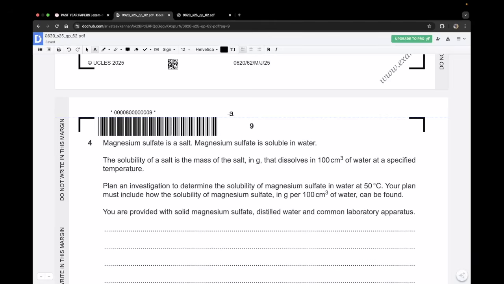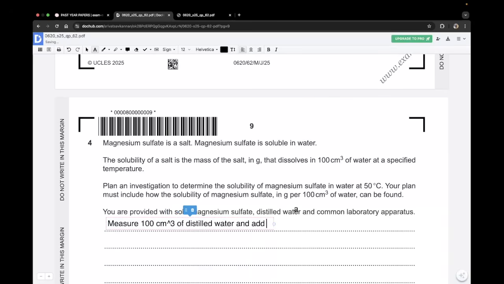So let's read it. Magnesium sulfate is a salt and it is soluble in water. The solubility of a salt is the mass of the salt in grams that dissolves in 100 centimeter cube of water at a specified temperature, here 50 degrees Celsius. Describe how the solubility can be found, using common lab apparatus. This is actually quite a simple thing. I'll tell you how you can go ahead with it. They want 100 centimeter cube of water, so just say measure 100 centimeter cube of distilled water. Use the exact terminology that they gave in the question.